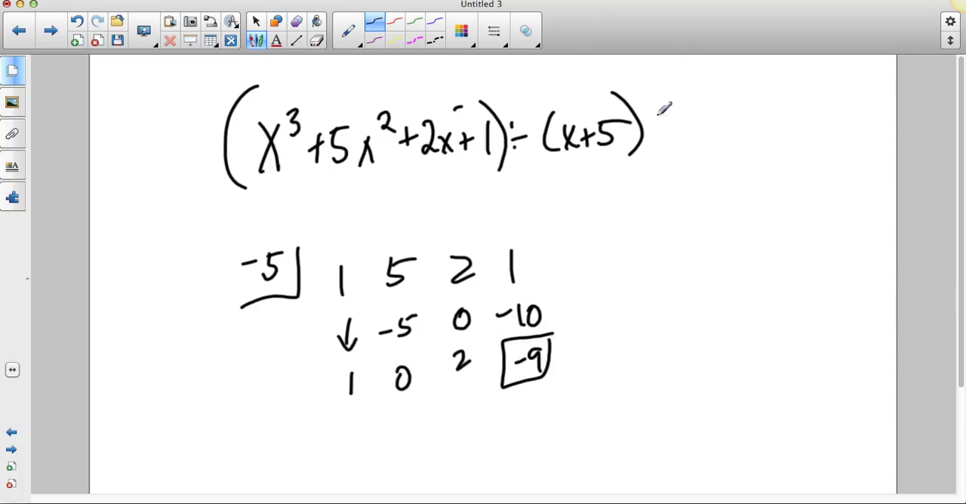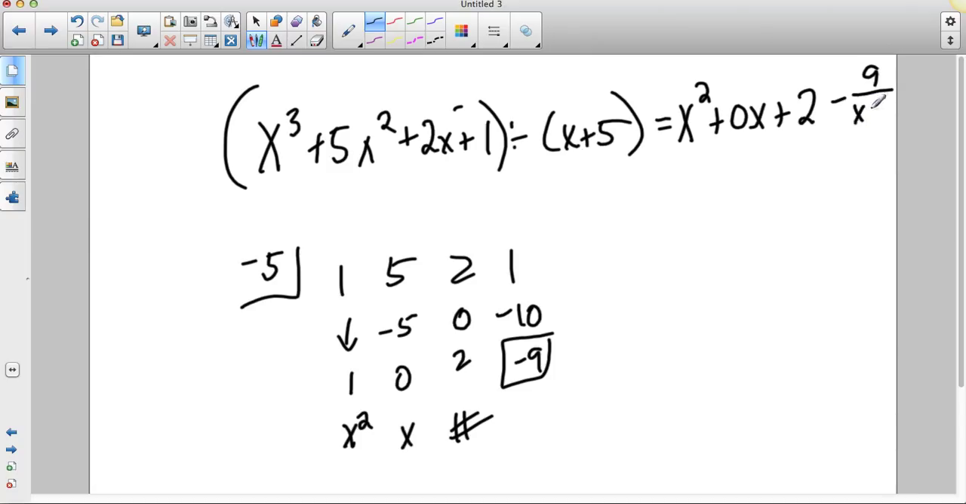So this divided by this was, I took the 3 and I dropped it 1. So that was x squared. That's your x squared. That's your x. And that's your just number. So 0x would have just went away. Plus 2 minus 9 over what? X plus 5, because that's what I divided by, right?